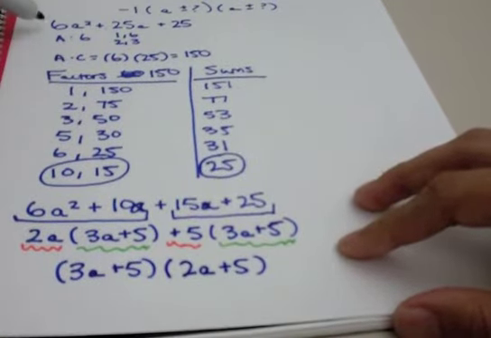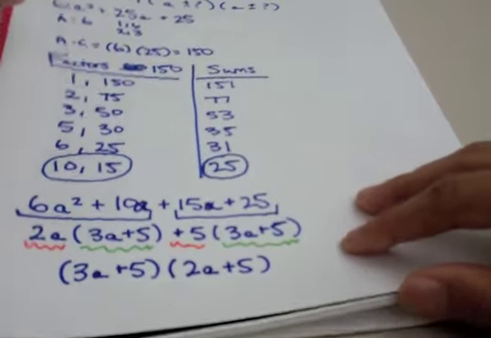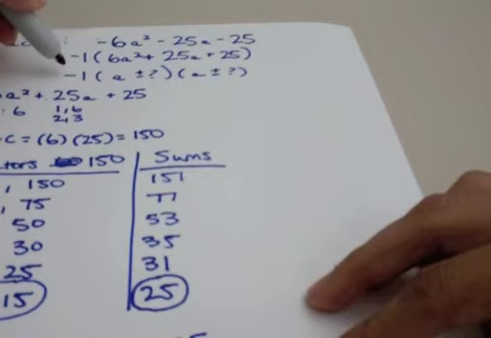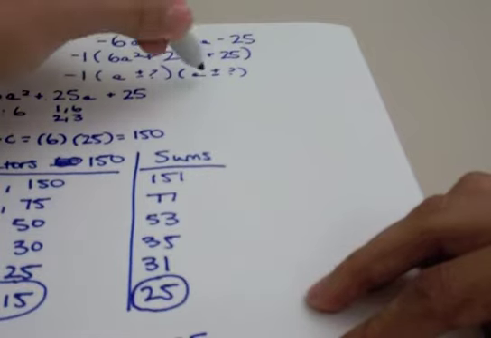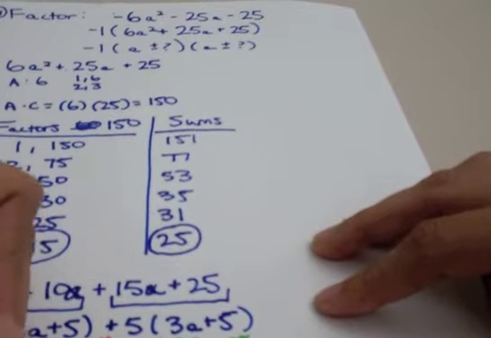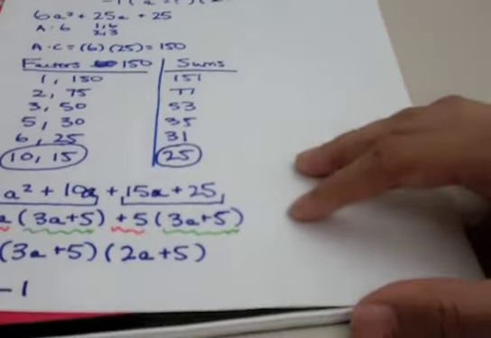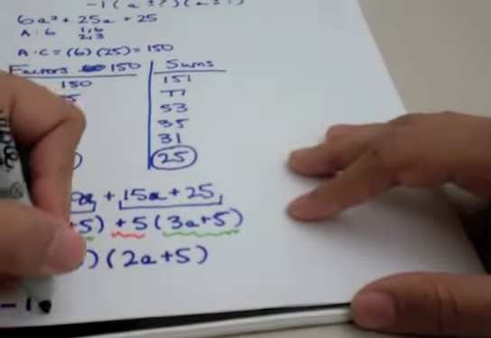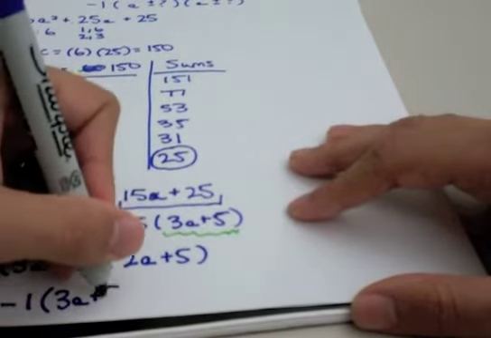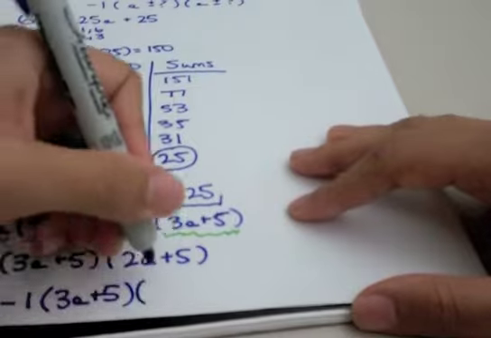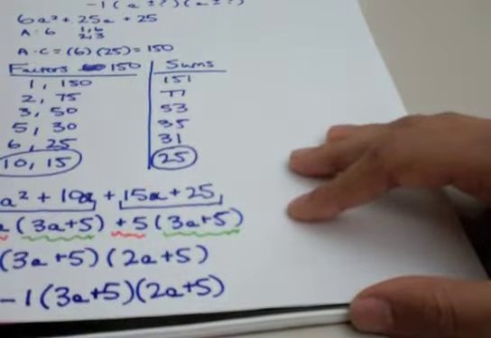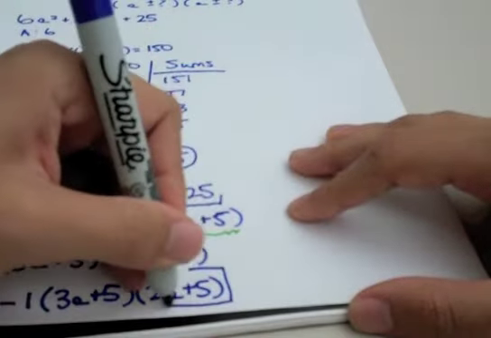But remember, we're not done. We always have to go back to this part because we factored out a -1 here. So I want my answer to look something like this. So I'm going to have a -1 times (3a plus 5)(2a plus 5). And I can box that off.